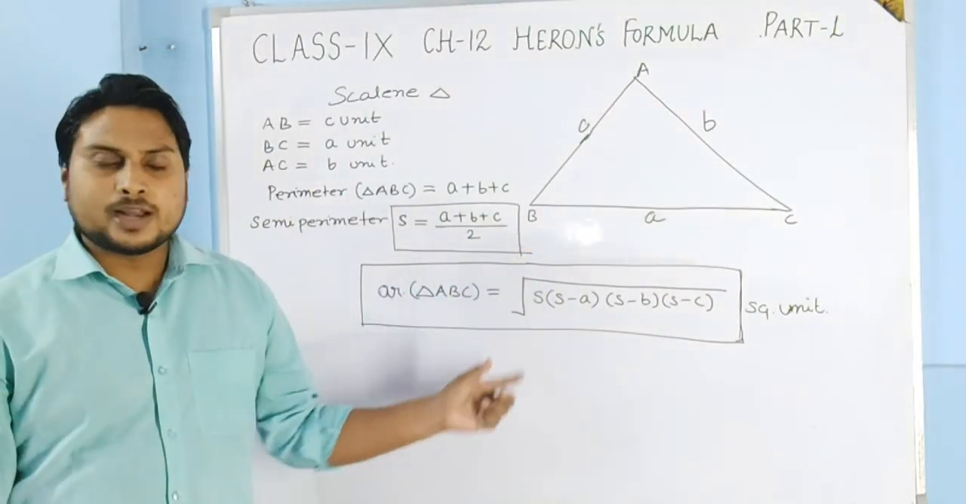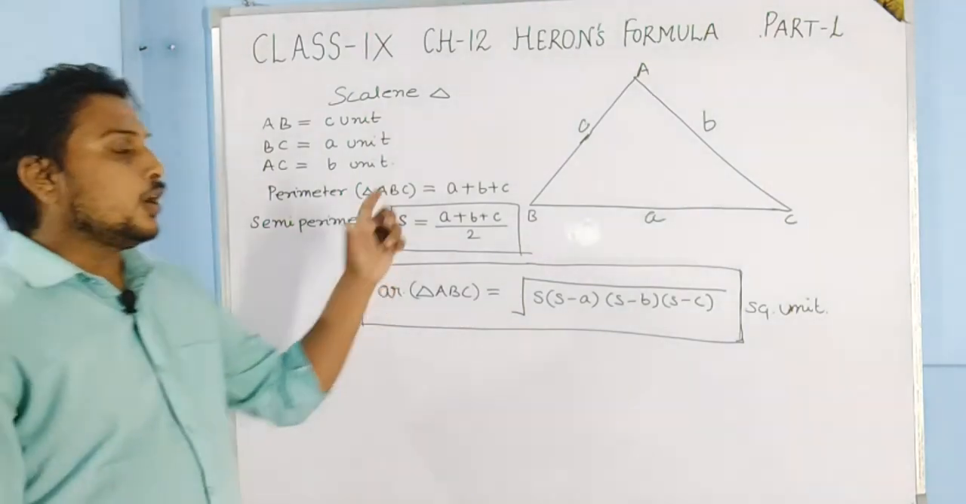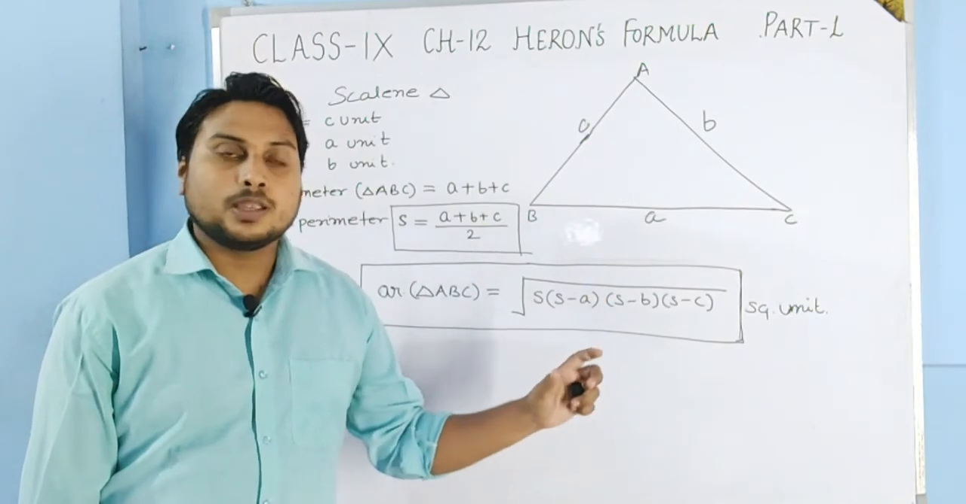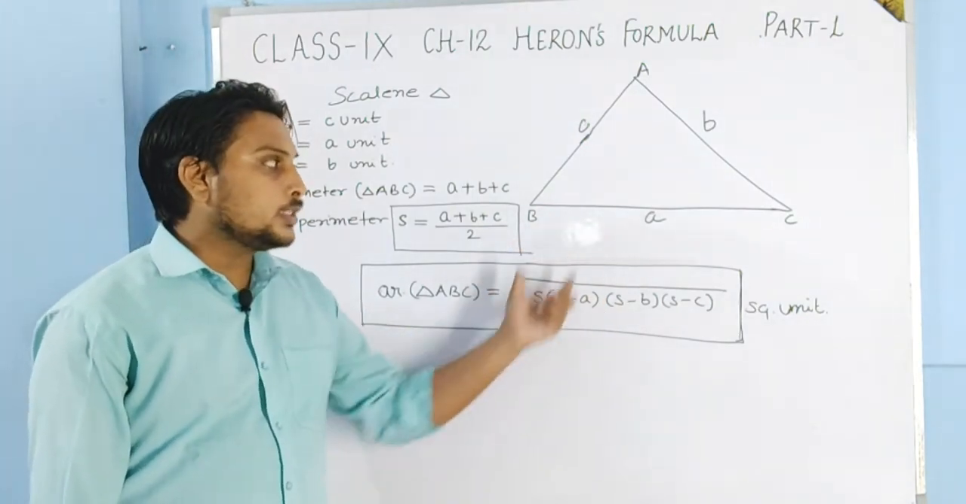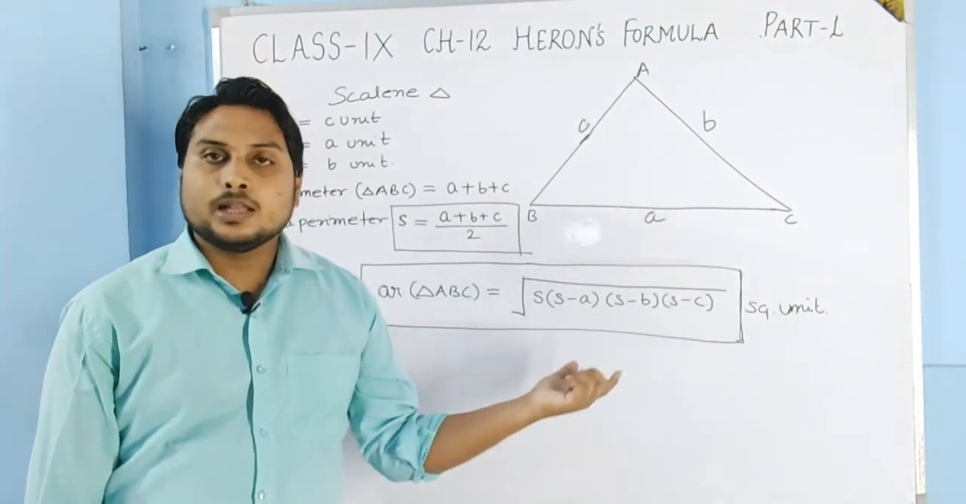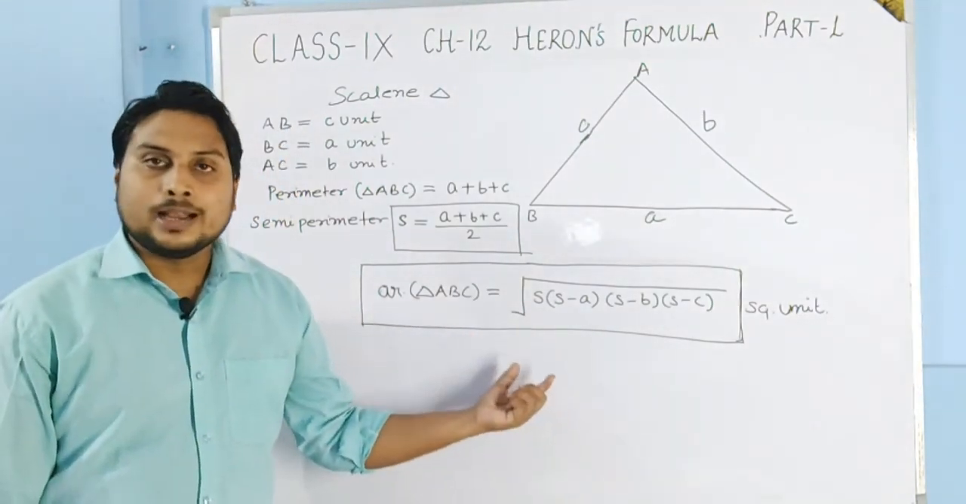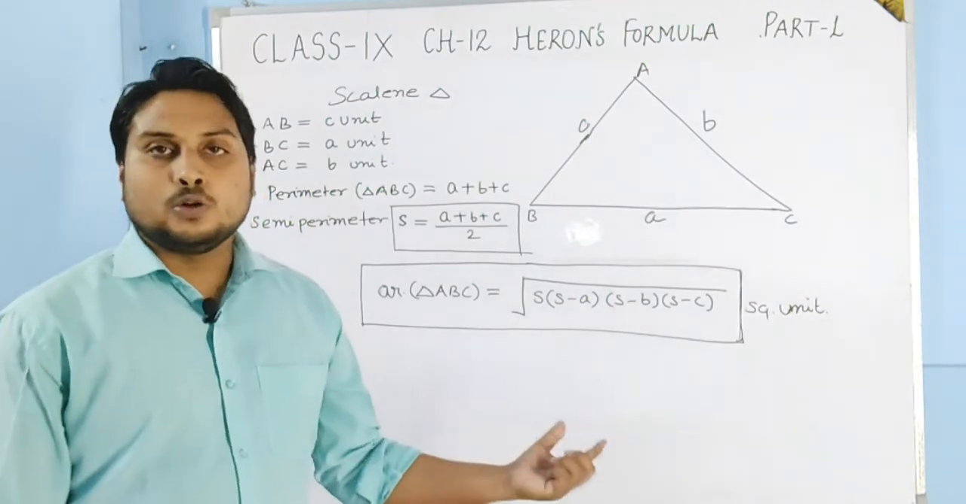So the formula for finding the area of a scalene type of triangle, we can use for any type of triangle, but for other types of triangle there is a particular formula. But if a scalene triangle is there, and if height is not there, then we can find the area by this formula, and this formula is called Heron's formula.